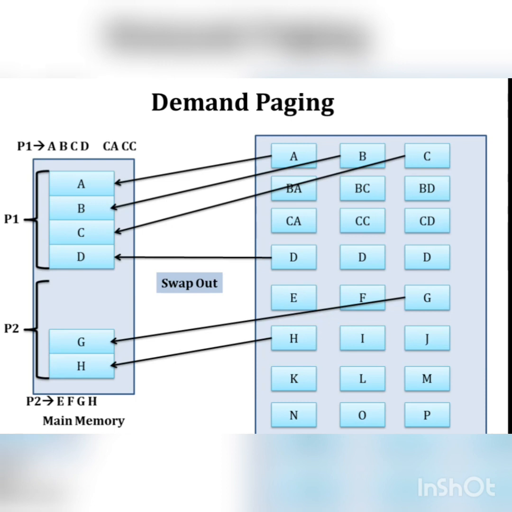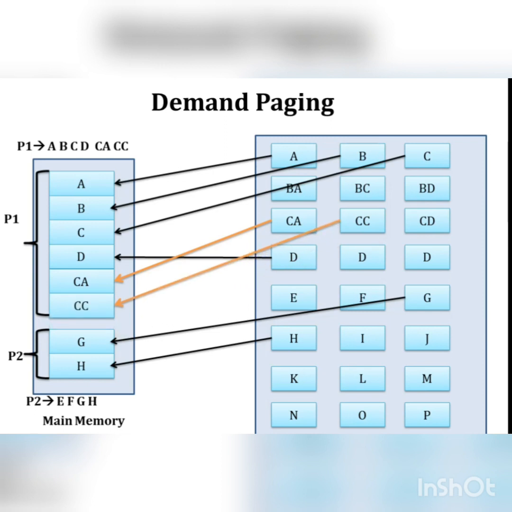As C, A, C, C is our requirement for P1, and we have already swapped out E and F into the secondary memory, we now have 2 more frames free in our main memory. So now we load, or swap in, the C, A, C, C pages into the main memory. While P1 is already in execution, it demands C, A, C, C for the completion of its task. This concept we call on-demand swap in.